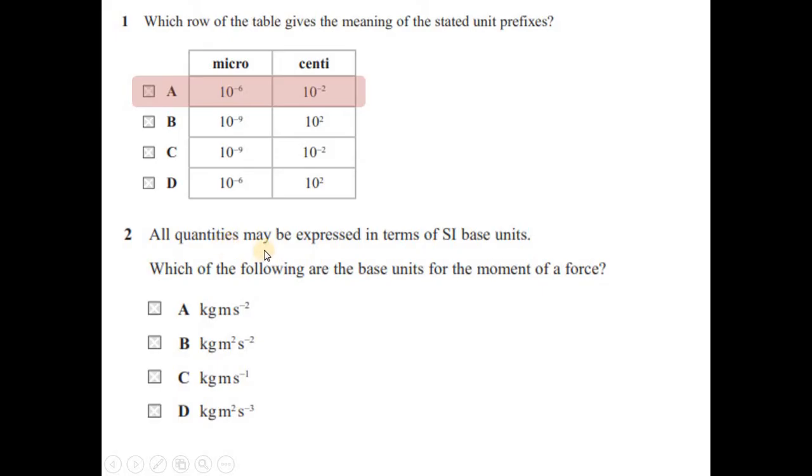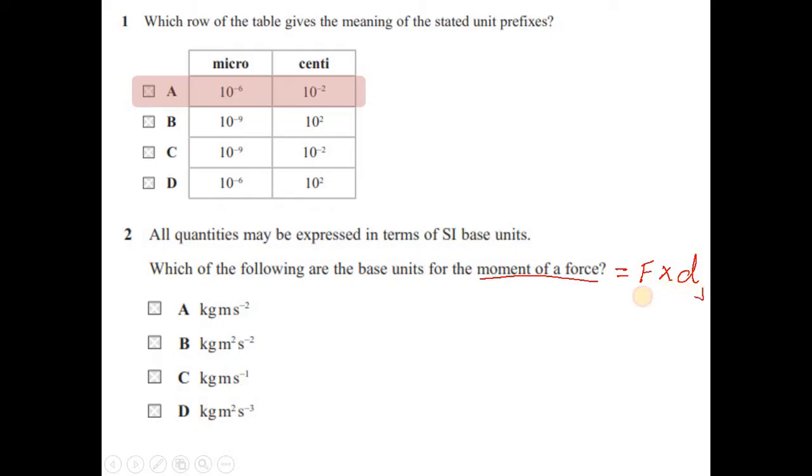Question number 2. All quantities may be expressed in terms of SI base units. Which of the following are the base units for the moment of a force? Moment of a force is the turning effect, and the formula is moment equals force multiplied by moment arm, or pivot distance, or perpendicular distance, simply F into d. Here d is not just any distance, it is the pivot distance or moment arm.